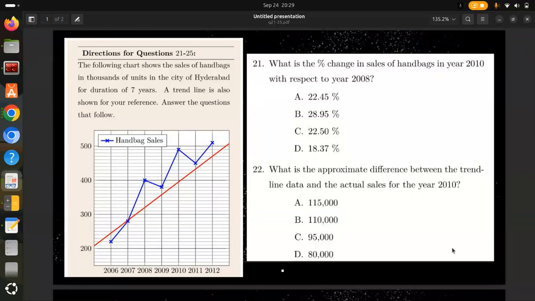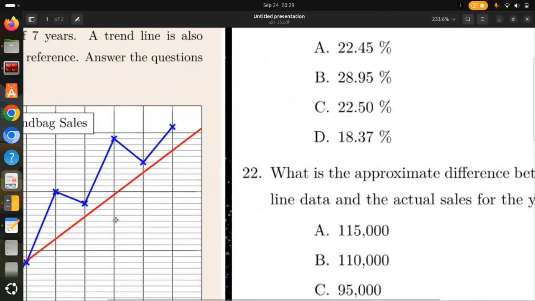So let's look at the data. The following chart shows the sales of handbags in thousands of units in the city of Hyderabad for a duration of 7 years. On the x-axis, we have 2006 to 2012, some 7 years of data, and on the y-axis, these numbers are sales of handbags in thousands of units. That means the number of bags sold. A trend line is also shown for your reference. Answer the questions that follow. And also in the chart, between 400 and 500 there are about 10 divisions, so each smaller horizontal division corresponds to 10 units.